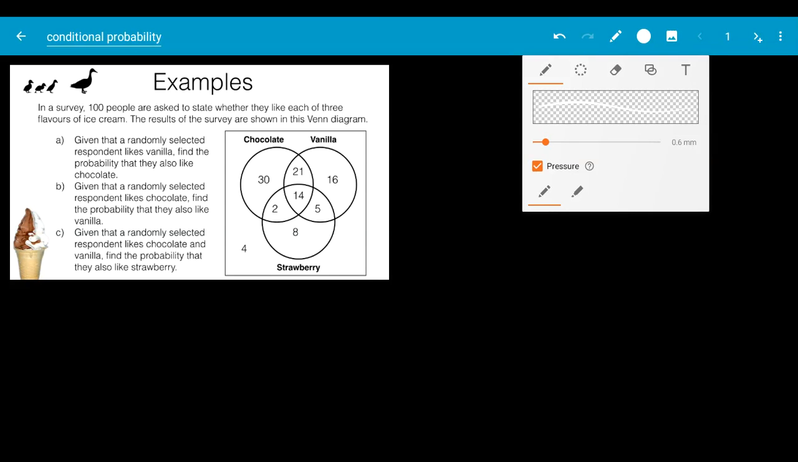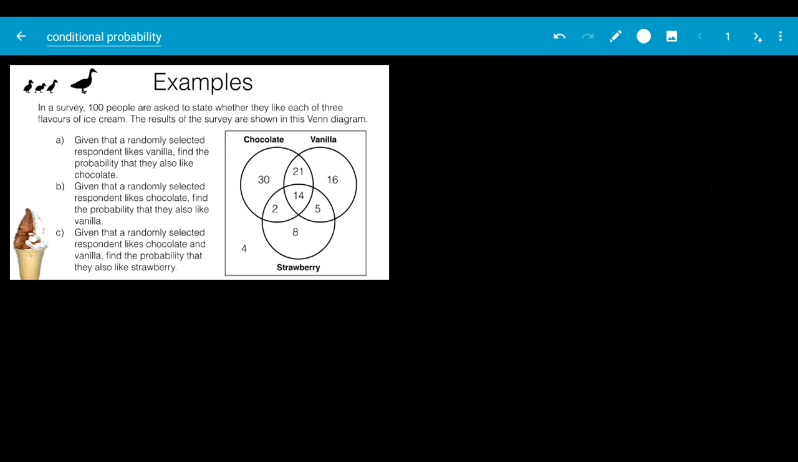So we're going to look at the topic of conditional probability, which is effectively the probability that something happens given that we already know something else. In this example, we might want to know, given that we pick someone that definitely likes chocolate, what is the probability that they also like vanilla? So we are effectively creating a temporary universe inside our universe.